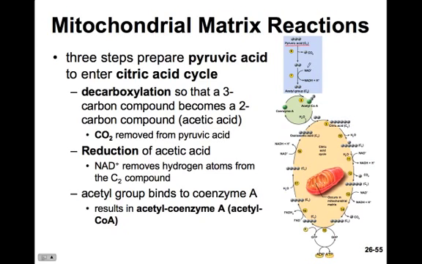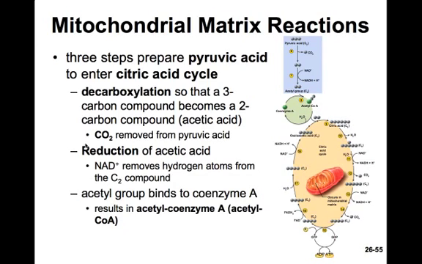Reduction is where one of the NAD carriers is going to come along and pick up 2 electrons and 2 hydrogens, which are high energy, and they're going to be transported off to the electron transport chain. Then the acetyl group will bind to coenzyme A. This is a derivative of vitamin B. So acetyl-CoA is then in perfect position to enter the mitochondrial matrix and the citric acid cycle.